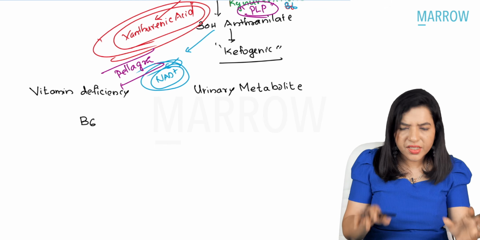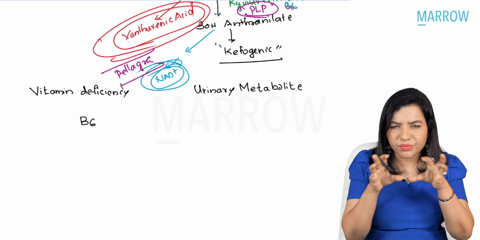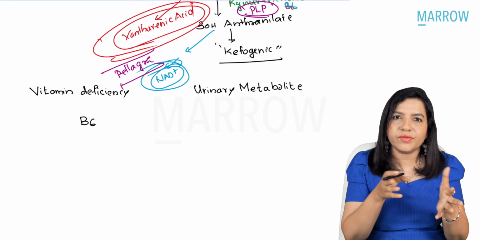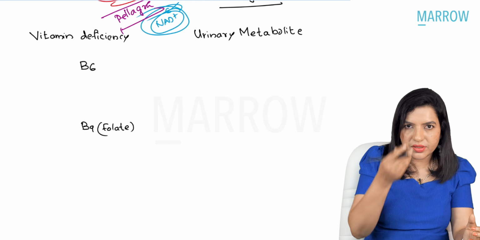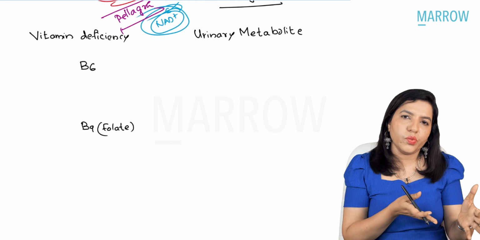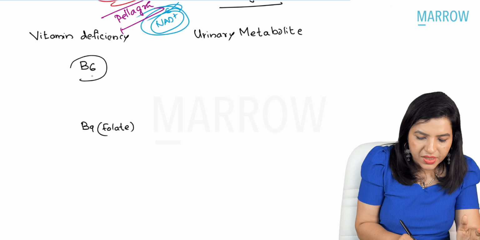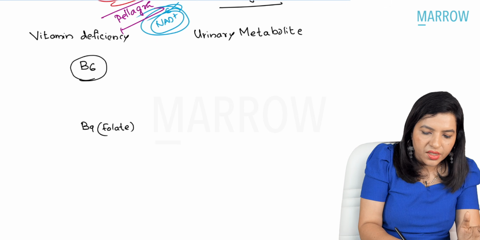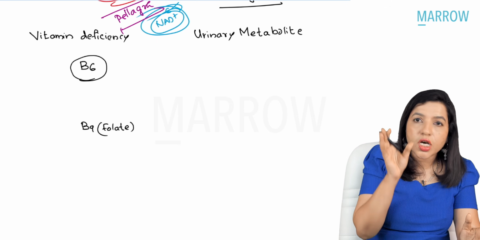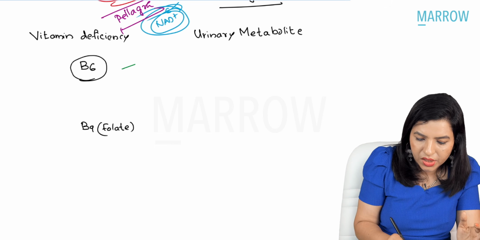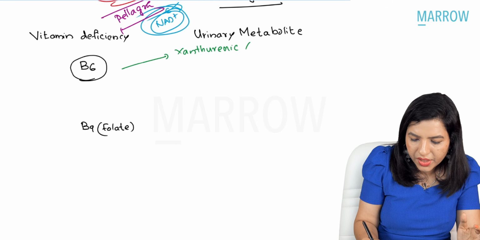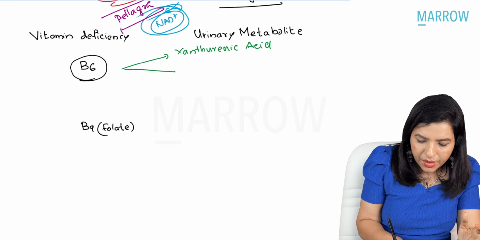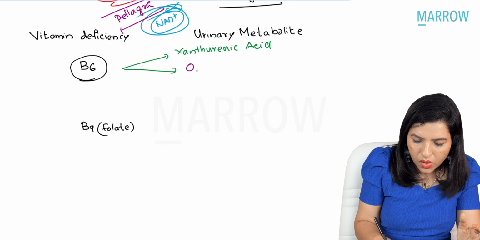Then I just want to cover most of the urinary metabolites that we expect in various vitamin deficiencies, which will help you to answer many questions related to vitamin deficiency. Okay, so B6 is what is asked here. So in B6 deficiency, which are the urinary metabolites that we are expecting? Already we have seen there is xanthurenic acid. Then in B6 deficiency, there is oxaluria.